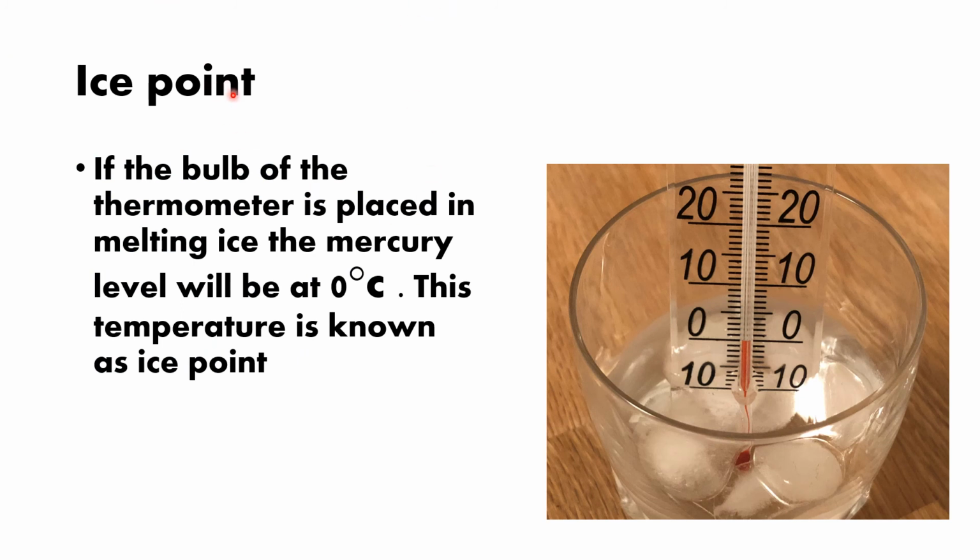Now what is the ice point? As I told you, it is the temperature of melting ice. So if the bulb of the thermometer is placed in melting ice, then the level of mercury, you can see this, it is shown as red. But mercury is actually a shining liquid. It has a silvery appearance. So here you see what is the reading shown here? It is 0 degree. That is the temperature of melting ice. So this is -10, 0, +10, 20. Like that the readings are shown on the thermometer.